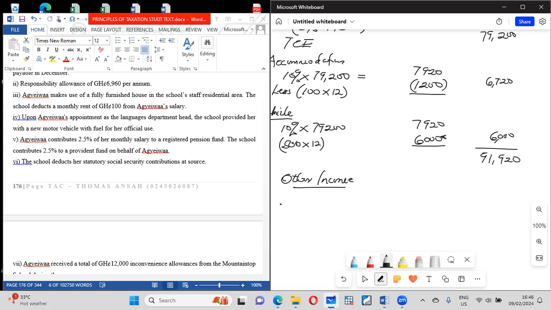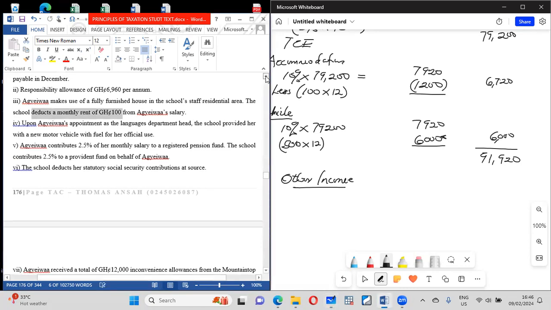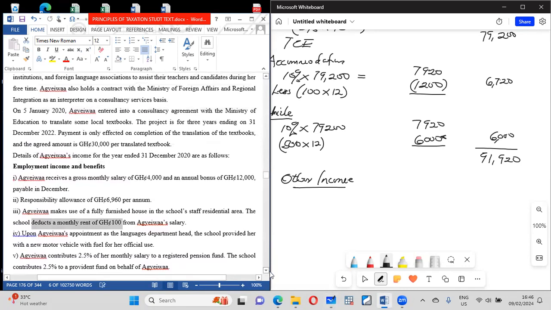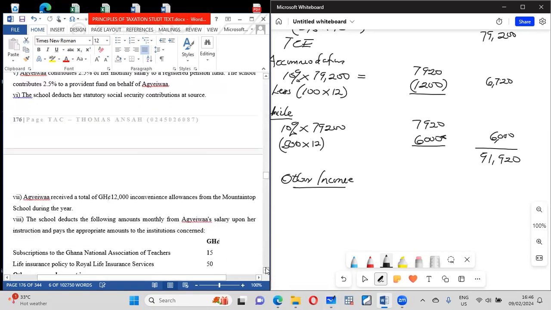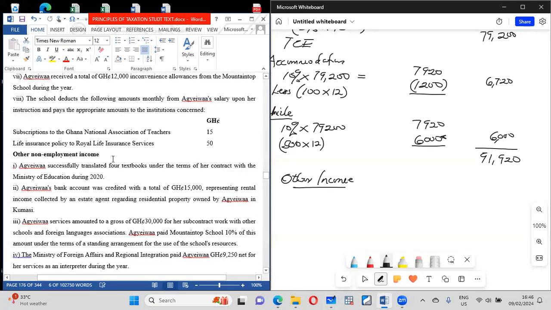Okay. So the other income she earns, which one are we tackling first? We were told that she will be translating some books, and each book she translates is 30,000. And at the end here, we were told the number of books she translated within that year. She translated 4, and each one is 30,000. So that is that. We will add it.